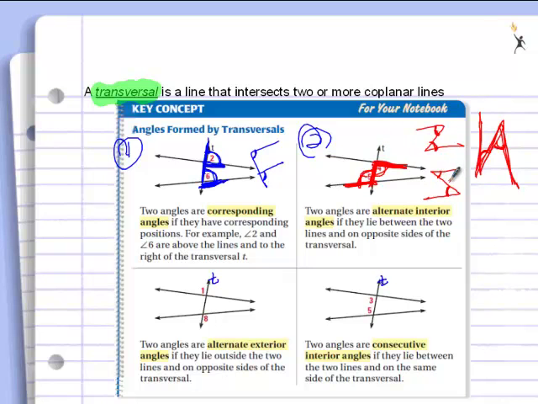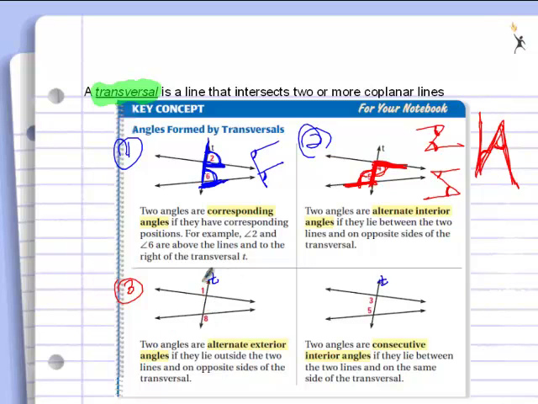Any type of Z tells me that they're alternate interior angles. And again, the more you work with these, the better you'll get at identifying them. The third type of angle we're going to talk about is an alternate exterior.